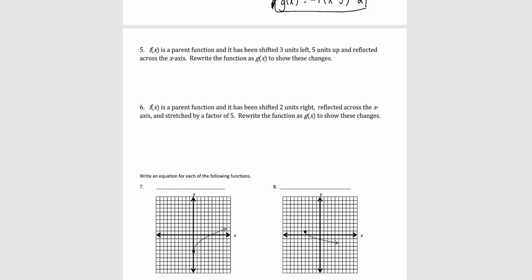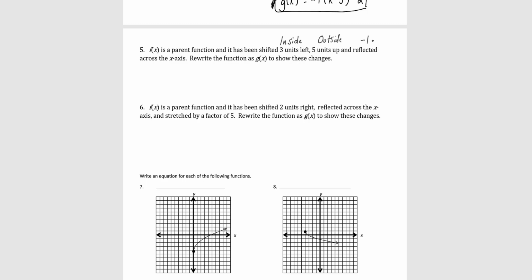Okay, 5 and 6. It says f is a parent function and it has been shifted. It doesn't specify what type of parent function, just a parent, and it's been shifted 3 units left. So that is going to imply it's on the inside. 5 units up implies that's going to be on the outside, and it's been reflected across the x-axis. That implies there's a -1 multiplier on the outside.